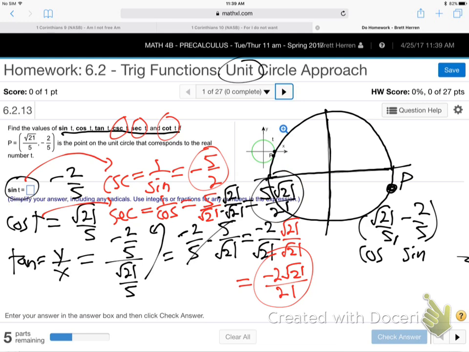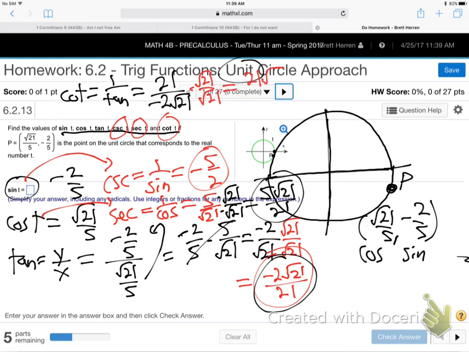And last is the cotangent, which is the upside down of tangent. I'm kind of running out of room, so I'll do it up here. Cotangent is 1 over tangent, so it's going to be upside down. Here's tangent, so it's going to be that upside down: 21 over minus 2 root 21. Can't have a root on the bottom. We've done this a couple times, so multiply top and bottom by root 21. Get 21 root 21. Kind of getting messy here.